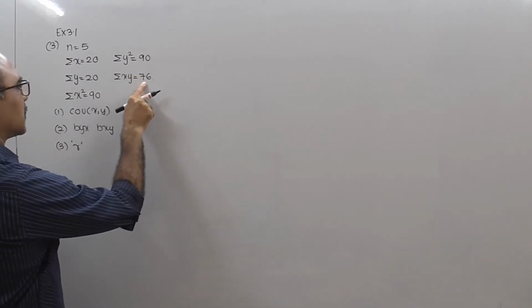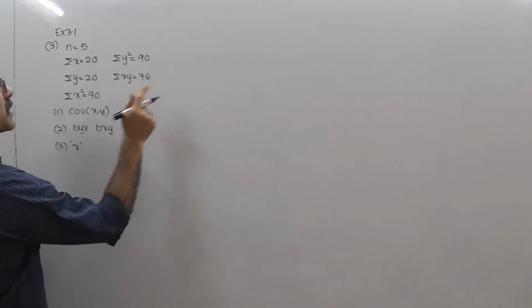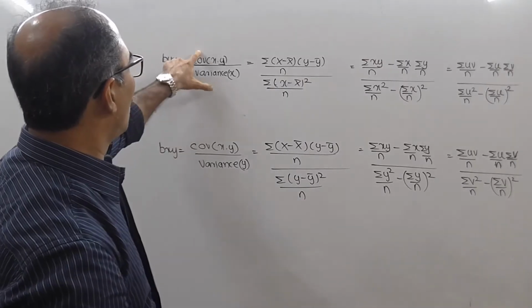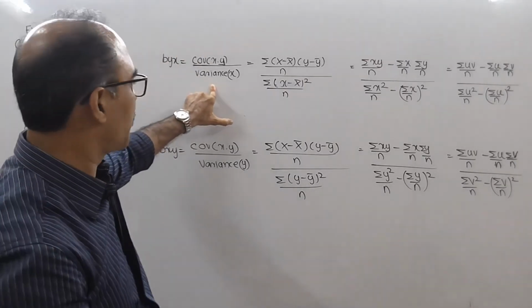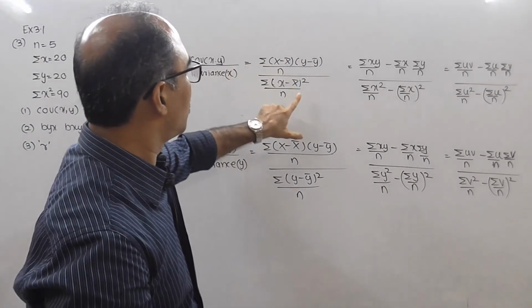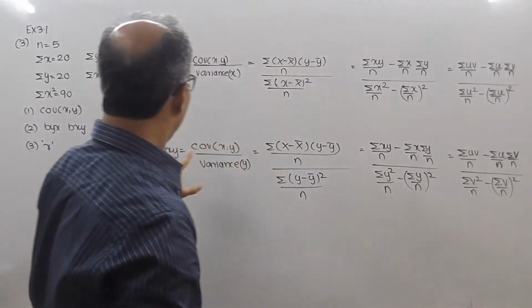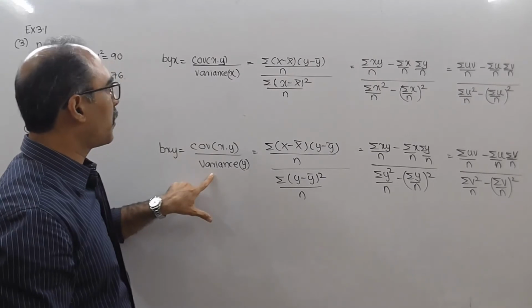Given n equal to 5, sigma x 20, sigma y 20, sigma x square 90, sigma y square 90, sigma xy 76. You have to find covariance of xy. byx is covariance of xy upon variance of x. These are the three formulas. bxy is covariance of xy upon variance of y.